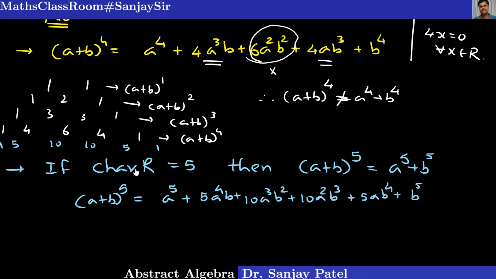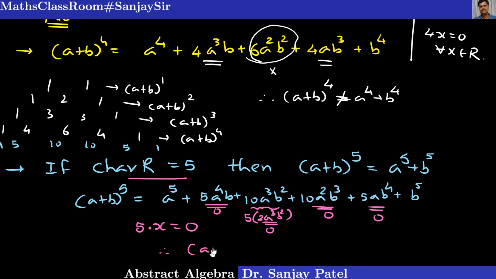And since the characteristic of this ring is 5, we have 5 into x is equal to 0. So this is 5 into x. This also you can write as 5 into 2 into a cube into b square. So this is also 5 into x, so this will be 0. By the same arguments, this is 0 and this is also 0. So finally we get (a plus b) raised to 5 is equal to a raised to 5 plus b raised to 5.